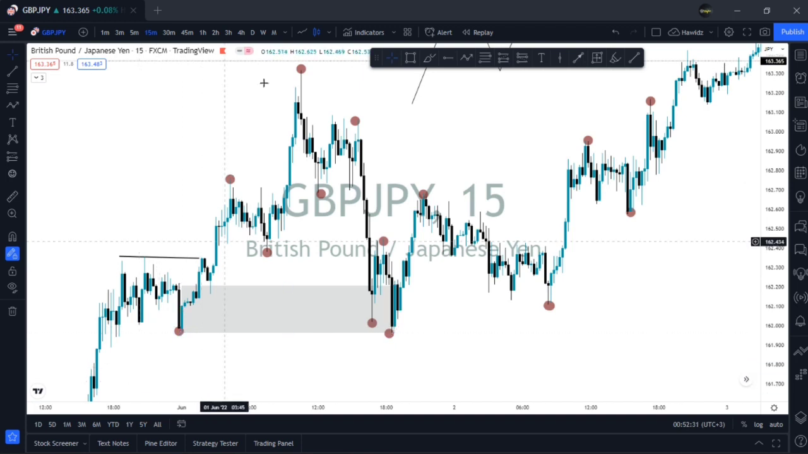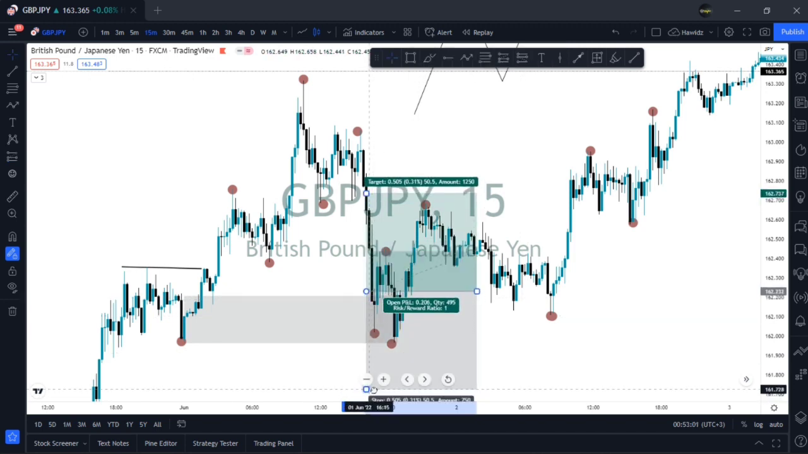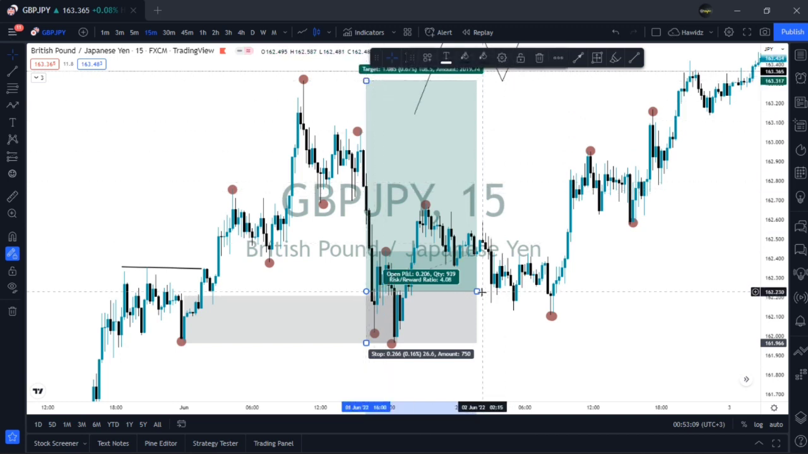Price has demanded. After demanding, price has supplied. So after supplying, price is going to demand again, right? So there is where your bullish play is. And if you look for confirmation, and I will talk about this in the future, there's a pretty decent entry in there, but let's not talk about that right now. So let's say you had your entry there, your stop loss a little below that, and you're looking to target the highs as usual.